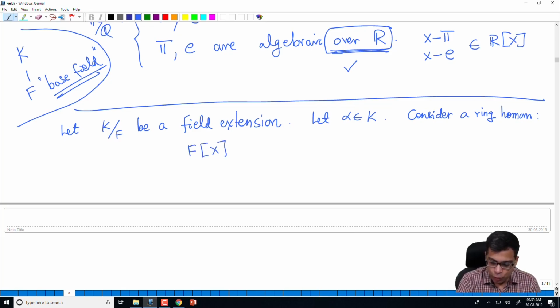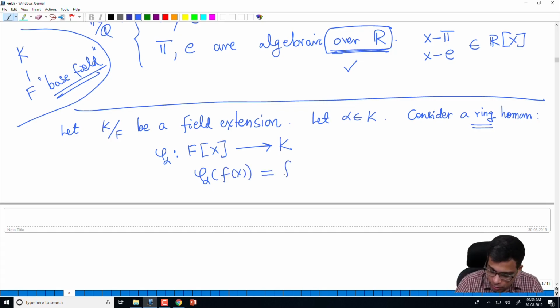We consider the polynomial ring over capital F in one variable, and K. This is a ring homomorphism because F[x] is just a ring. K is a field, but F[x] is not a field in general. Let us denote this map by phi alpha because it depends on alpha. I am going to use the subscript alpha to denote that this is completely dependent on alpha. And what is phi alpha going to do? It is going to take a polynomial f(x) and evaluate that polynomial at alpha. So f(x) goes to f(alpha).